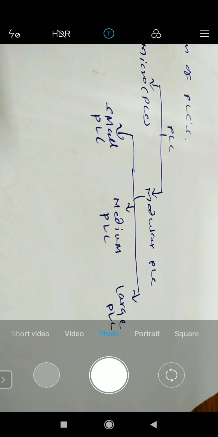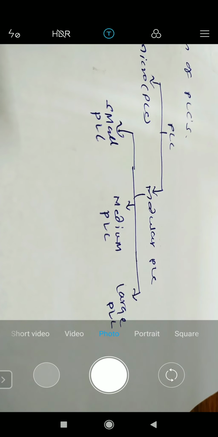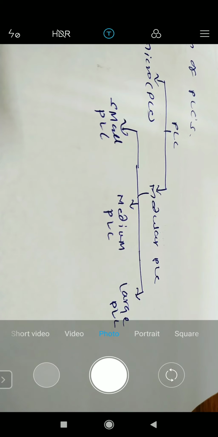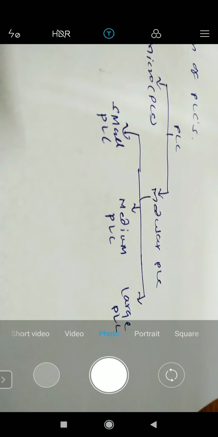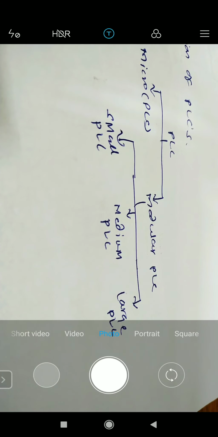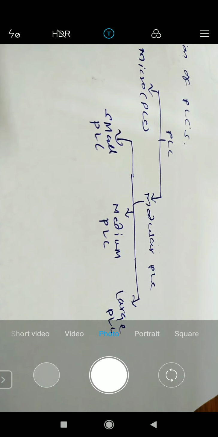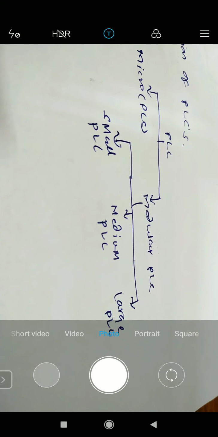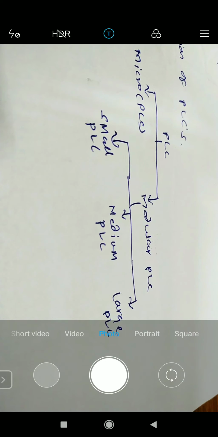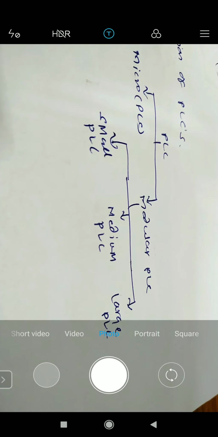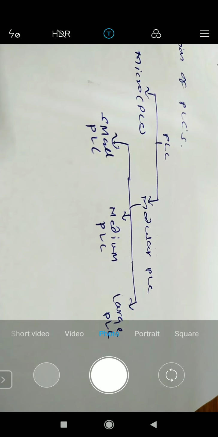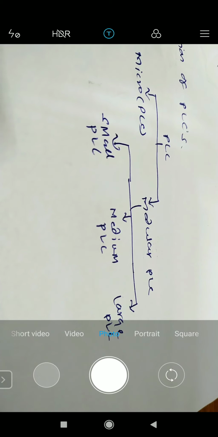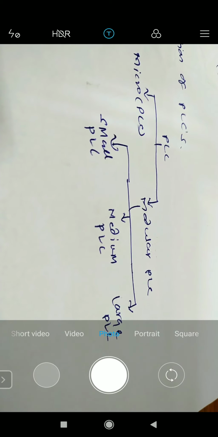One is called the small PLC. Another one is called the medium PLC, and the last is called the large PLC. So normally, the classification of the PLC has two types, but these two types depend on the I/O. I/O stands for the number of inputs that we provide to the PLC, and the outputs that will be generated by the PLC.